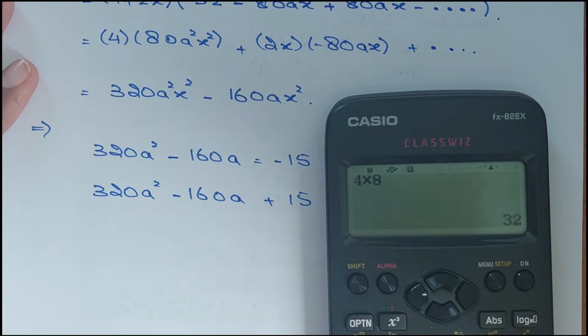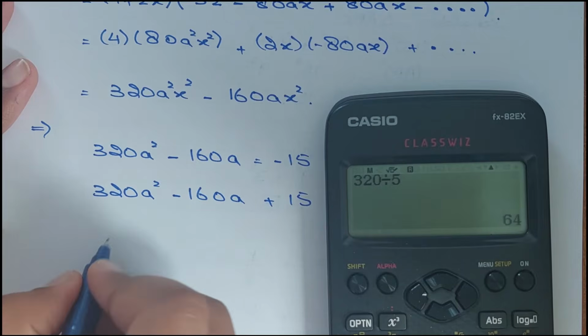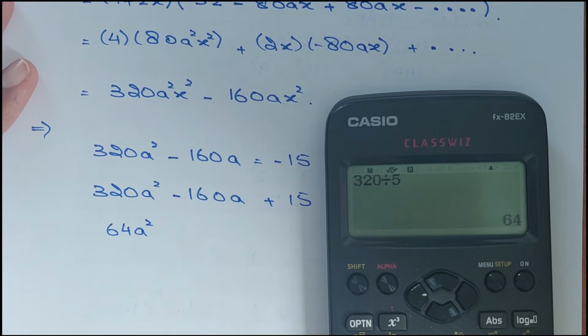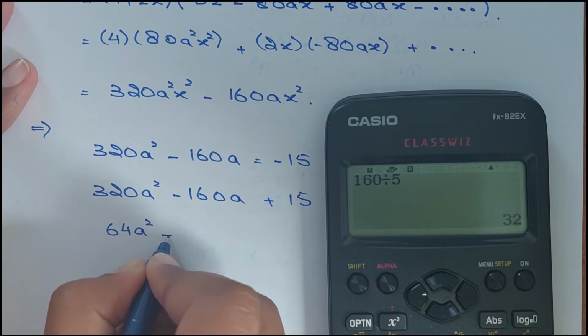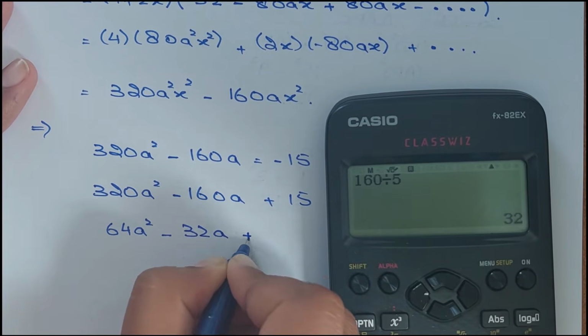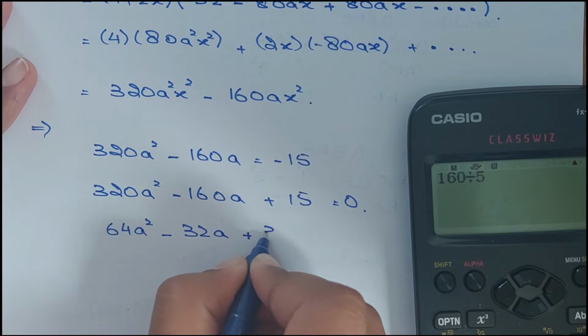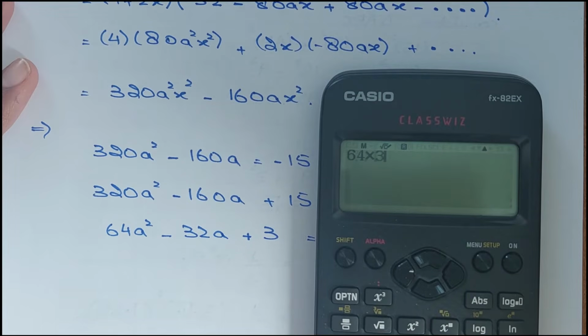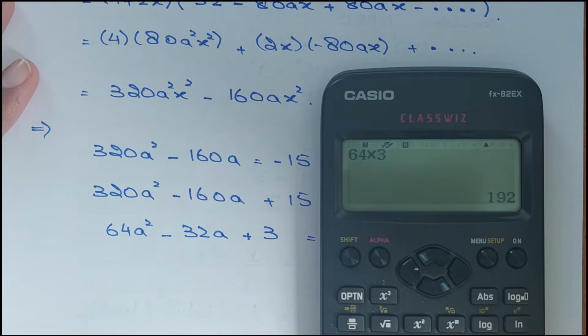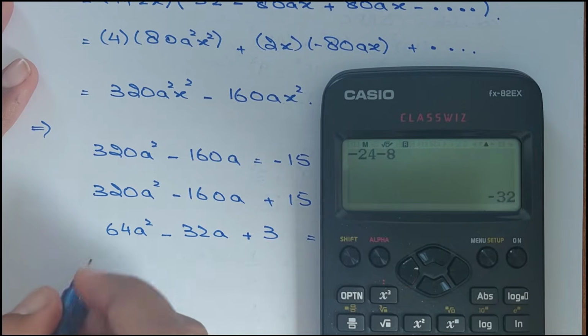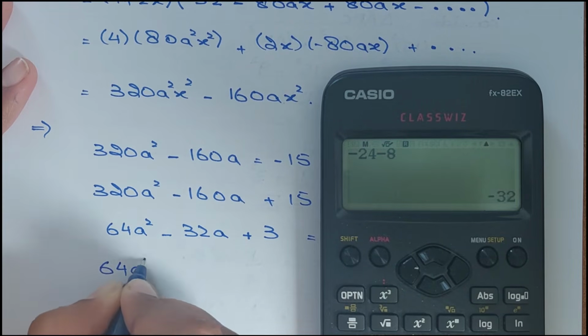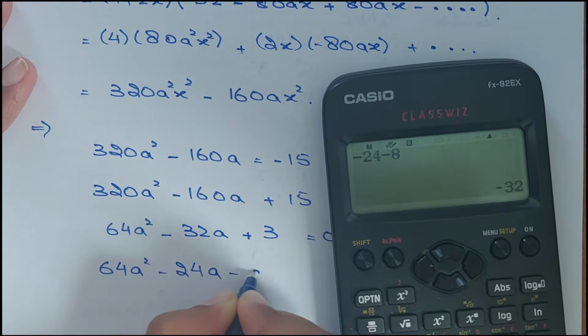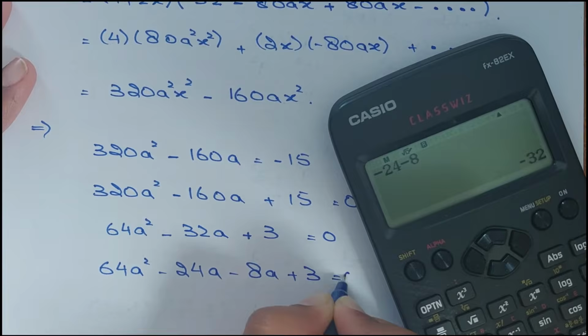First let me simplify. 320 divided by 5 is 64a square. 160 divided by 5 is 32a, and 15 divided by 5 is 3, equals 0. Right, now let me factorize this. 64 times 3 is 192 and 24 times 8 is 192, and negative 24 negative 8 makes negative 32. 64a square minus 24a minus 8a plus 3 equals 0.